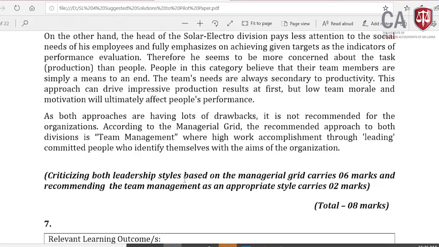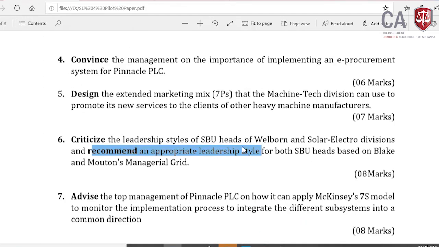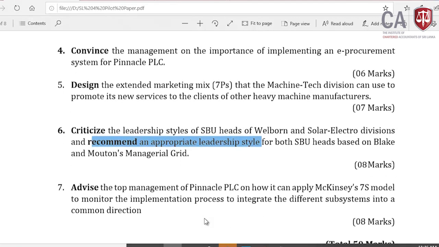Criticizing both leadership styles based on the managerial grid carries 6 marks and recommending team management as an appropriate style carries 2 marks. Right, 3 for each of the first 2 paras, then 2 marks for the last one. Then we will look at the last part of question number 3. Advise the top management of Pinnacle PLC on how it can apply McKinsey's 7S model to monitor the implementation process to integrate the different subsystems into a common direction.